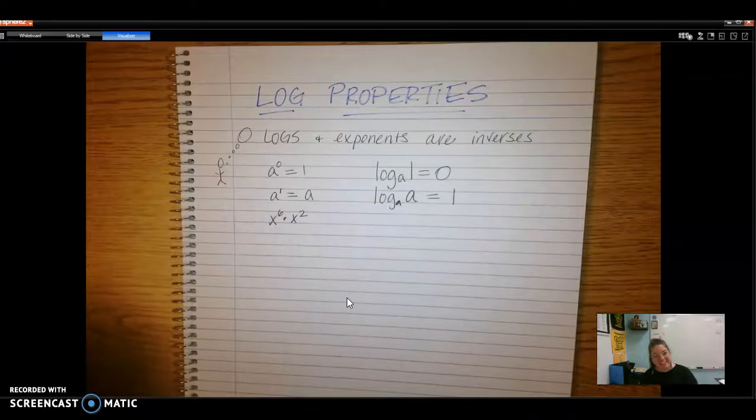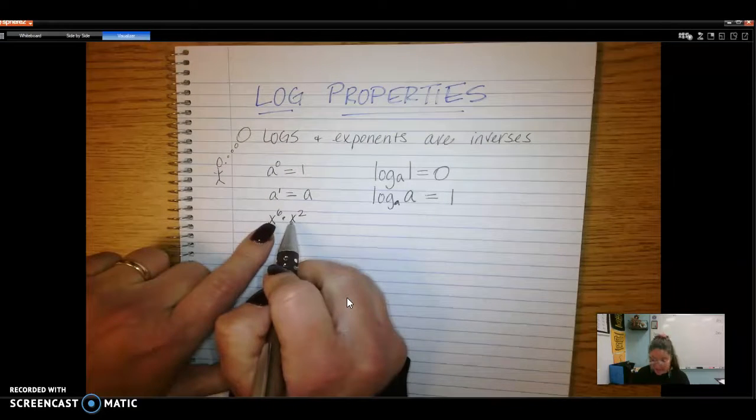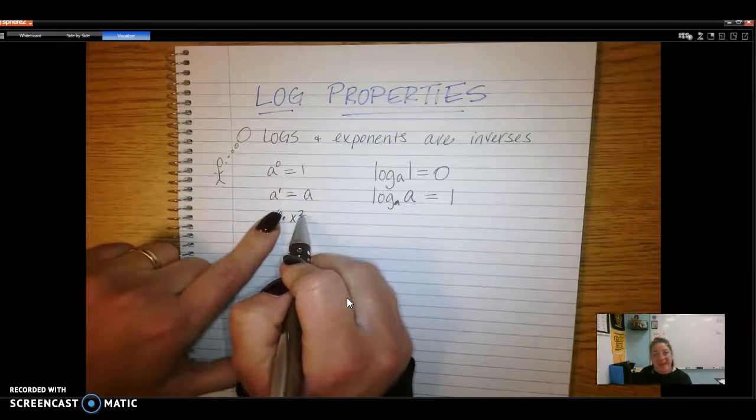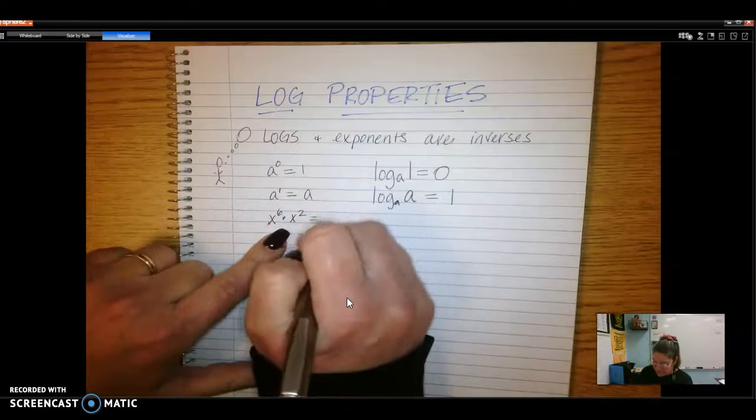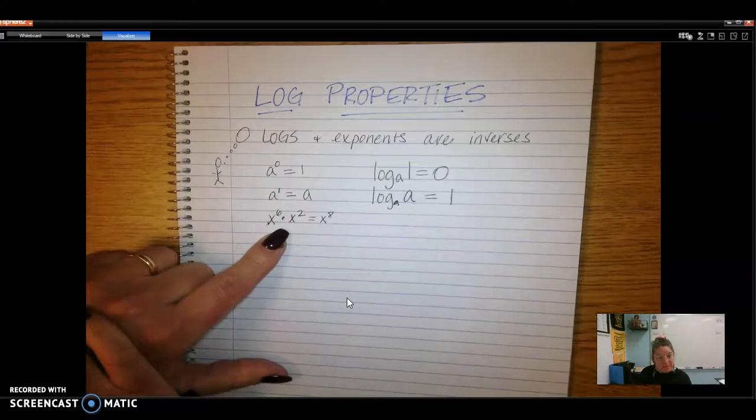All right, there's another exponent rule that lets you do this. x to the 6th times x squared. If you remember your exponent rules and your exponent properties, then you know as long as the base is the same, you can add those exponents. And so this becomes x to the 8th power.